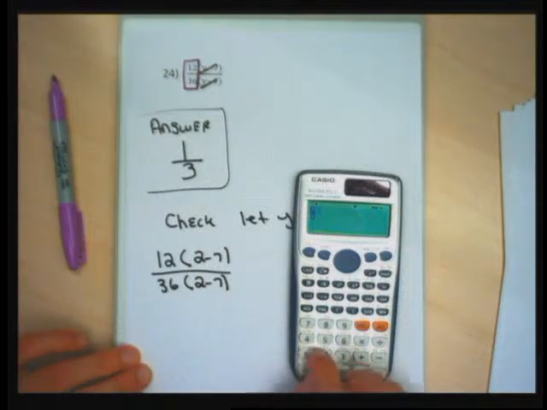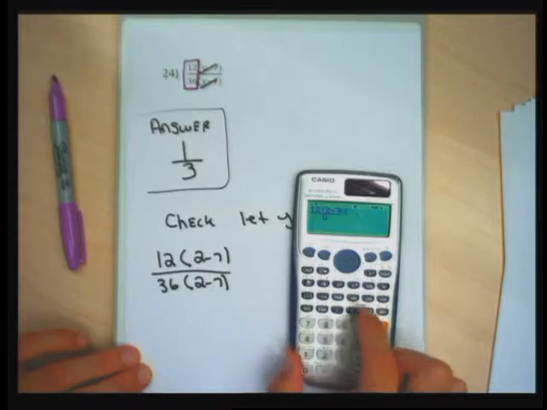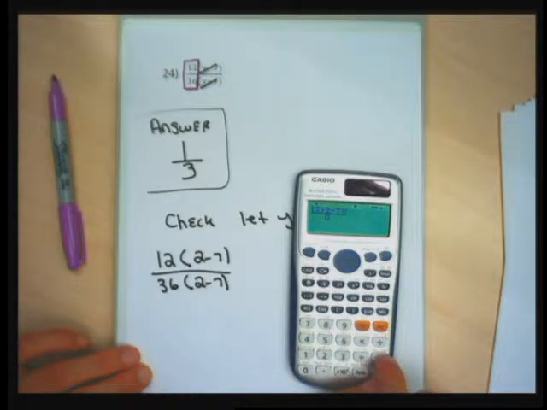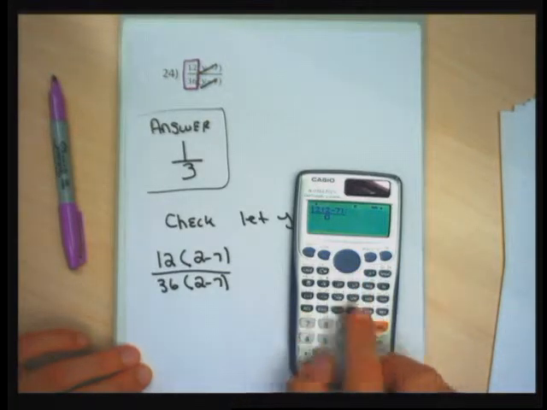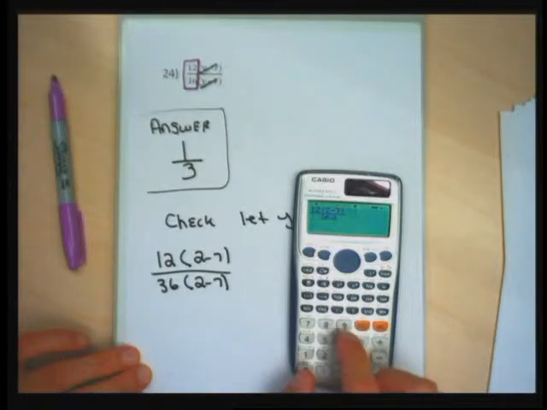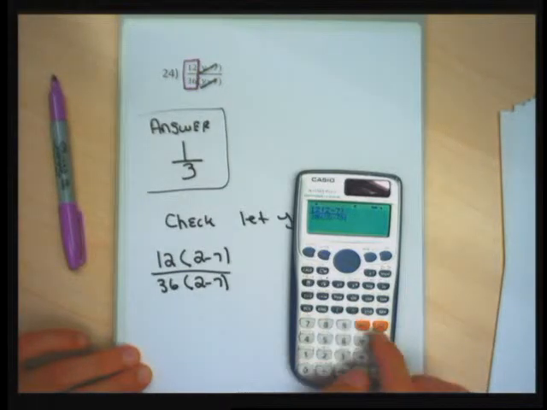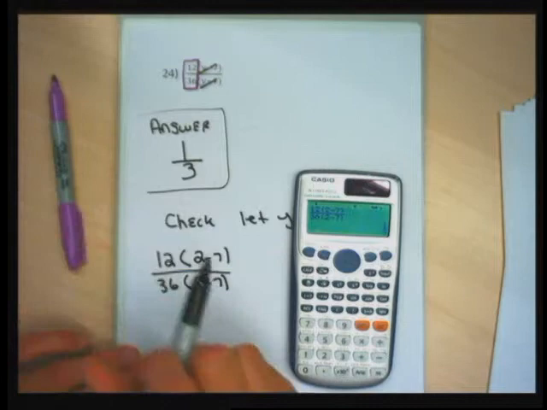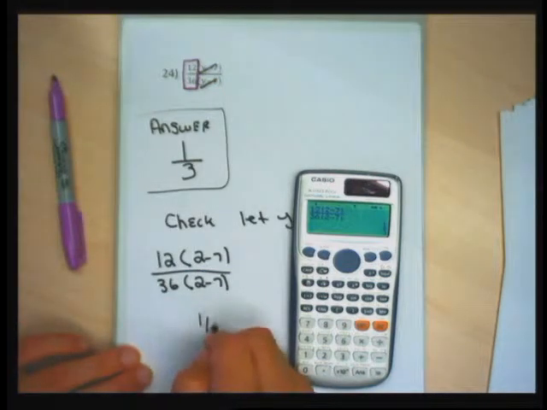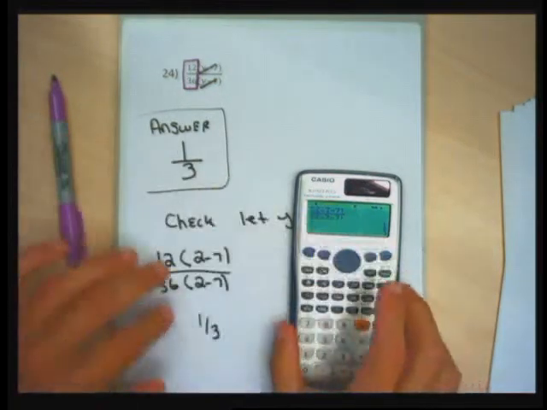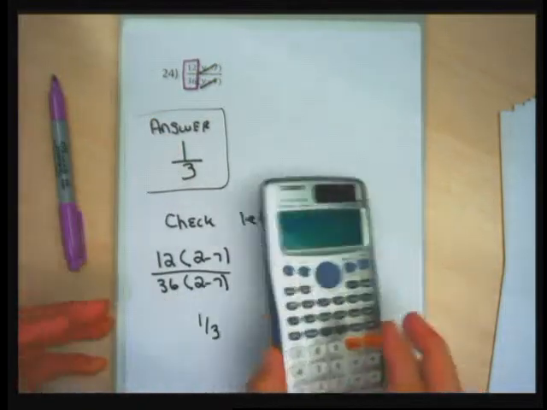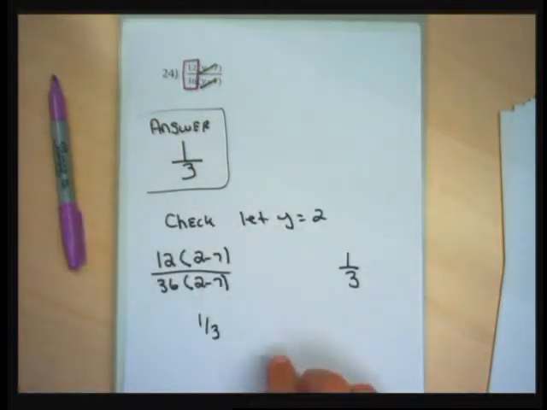So fraction 12 parentheses 2 minus 7. I used this minus because it's a subtraction as opposed to a negative number, divided by 36 parentheses 2 minus 7, enter, and it reduces just exactly what I needed to. It reduces to 1/3, which is the same as the answer, so I know my answer is correct. So checking is optional, but if you have the time, it can't hurt.